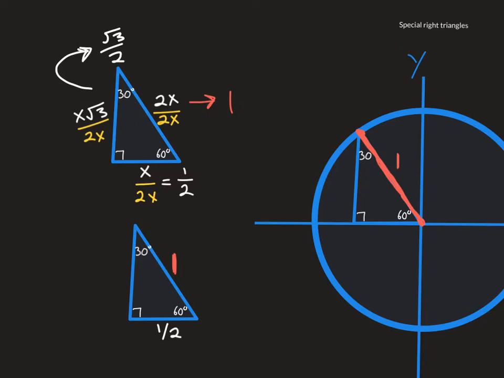And here I have the radical on top, which is where we want it. So that is all set. We don't have to do anything else with it. So that side across from the 60-degree angle is going to be root 3 over 2.